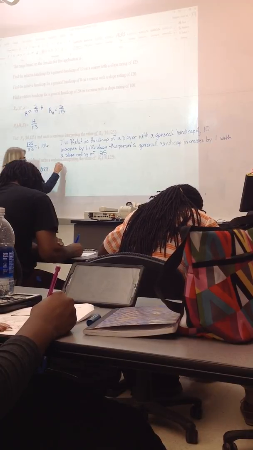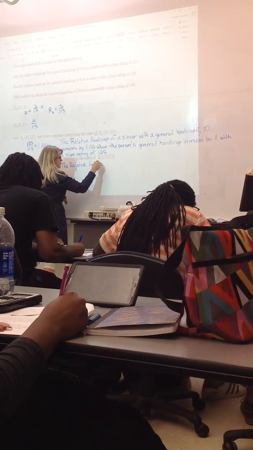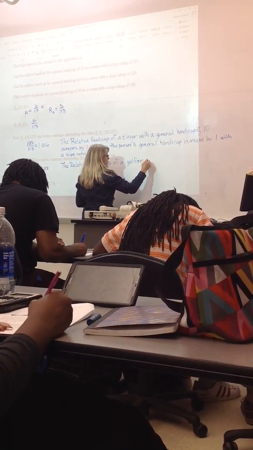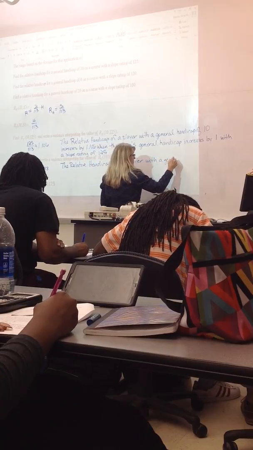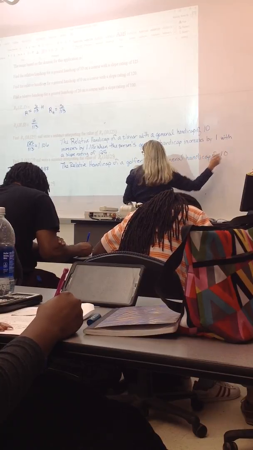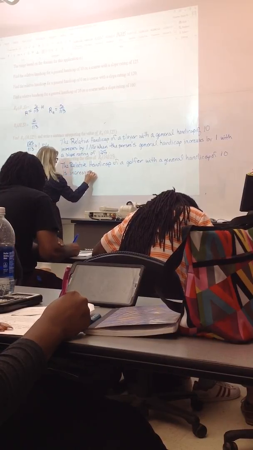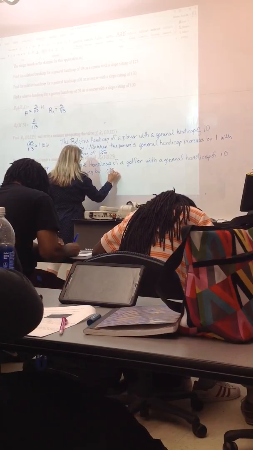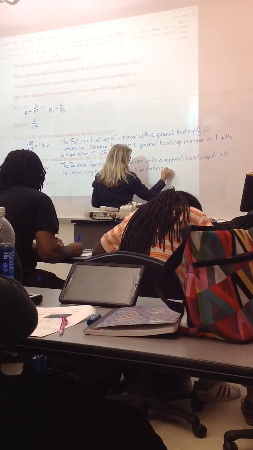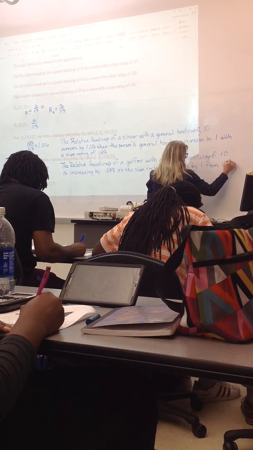Whereas here, the relative handicap of a golfer with a general handicap of 10 is increasing by 0.088 as the slope rating increases by 1 from a value of 125.